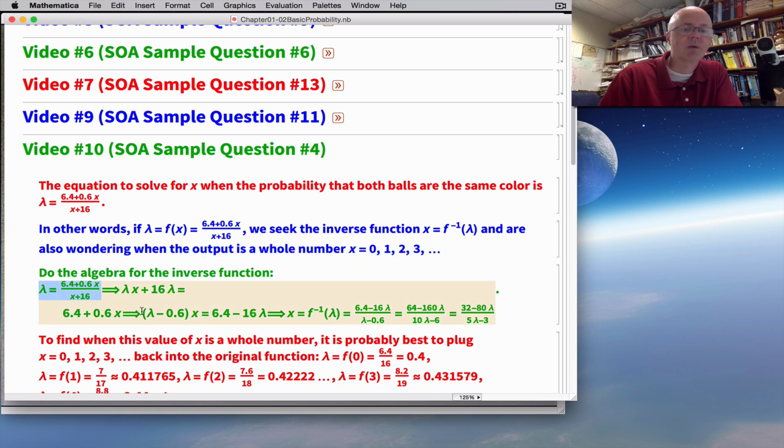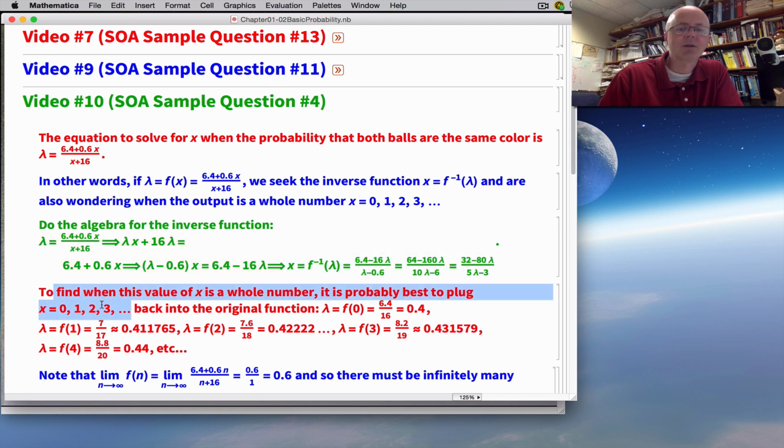Okay, so you multiply both sides of this by x plus 16 to get this equation there that goes over 2 lines. And then I would do 2 steps here next. I would subtract 0.6x from both sides, subtract 16 lambda from both sides, and then actually the third step is factoring out the x on the left side like this. Then divide both sides by lambda minus 0.6 to get this. And this is going to work and give you an answer as long as lambda is not equal to 0.6, as long as we're not dividing by 0. But it doesn't necessarily give you a whole number answer.